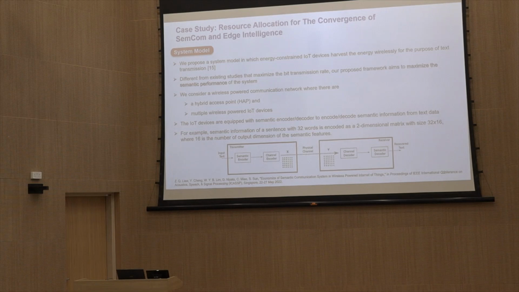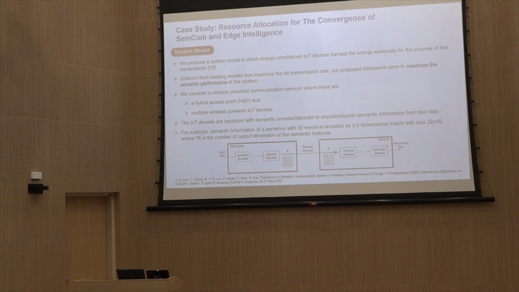We look at the system model. The system model consists of energy-constrained IoT devices which harvest energy wirelessly for the purpose of text transmission. Different from existing studies that maximize the bit transmission rate, our proposed framework aims to maximize the semantic performance of the system. Here we consider a wireless power communication network where there are a hybrid access point and multiple wireless powered IoT devices. The IoT devices are equipped with a semantic encoder and decoder to extract and reconstruct the semantic information of the text data.